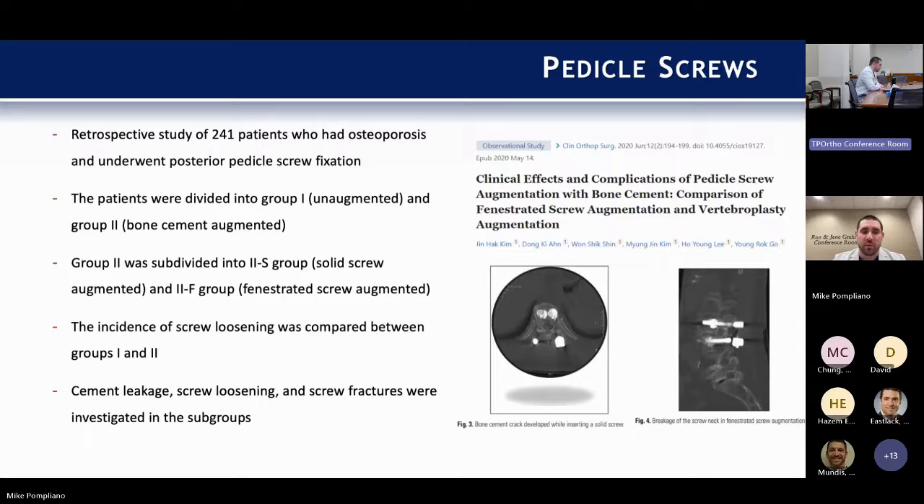They did note a similar screw loosening between the two when comparing groups 1 and 2, but then cement leakage, screw loosening, and screw fractures were less in the overall group. The fenestrated screw group had a higher rate of screw fracture, which is as expected when you have holes in the screw compared to a solid screw design. It's going to have a lower failure level.